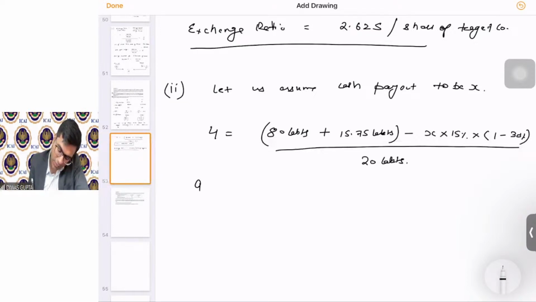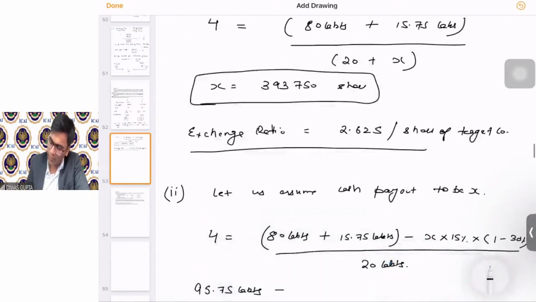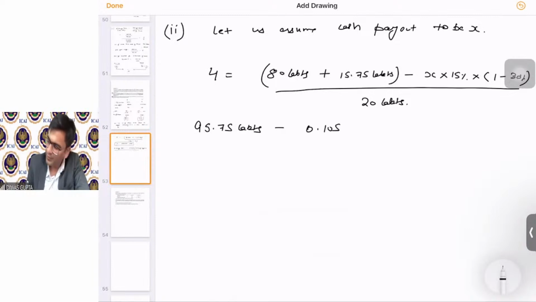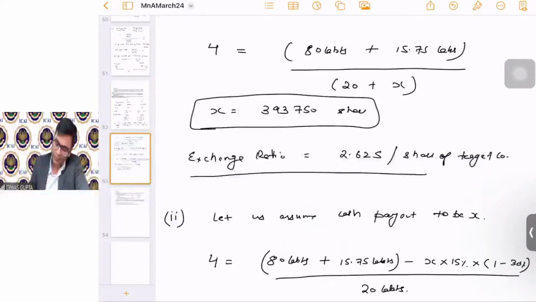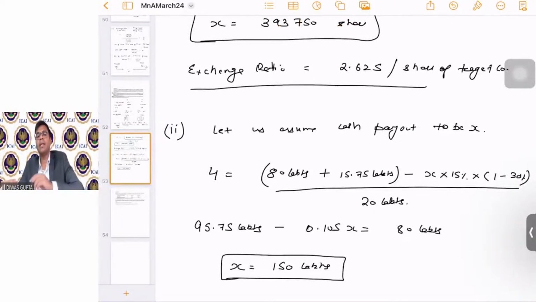So here it becomes 95.75 lakhs minus 10.5. Wait, let me just put 0 point, instead of percentage, I am putting 0.105. X is equal to 80 lakhs. So X becomes 150 lakhs. Simple. So X becomes 150 lakhs. So 150 lakhs is what we need to pay in cash so as to maintain the same EPS of 4 rupees.